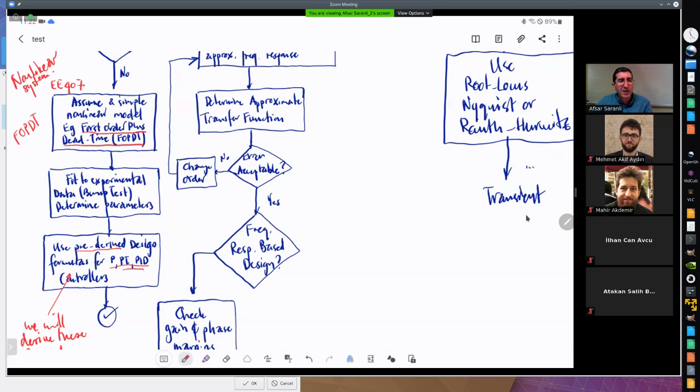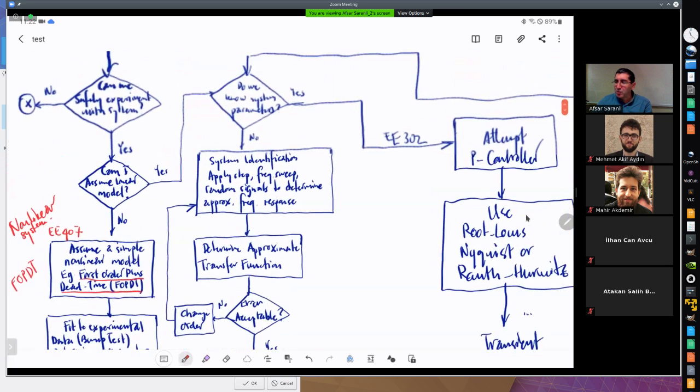Do you guys have any questions so far? This path is the topic of our lectures, and we will spend quite a bit of time both in the fitting parts, that means the bump test, how to extract model parameters, what is the FOPDT model, how we can use it, as well as derivation of the design formulas for P, PI, PID controllers. Any questions so far?